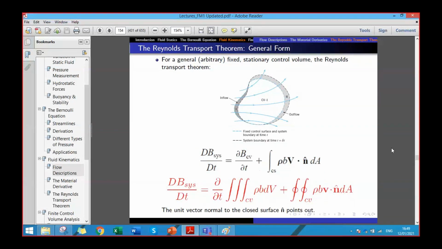Sir, the sign of the outlet or inlet, we will decide it from v dot n, right? Yes, v dot n will decide. If v dot n is negative, it means it is an inlet, and if v dot n is positive, it means it is an outlet.